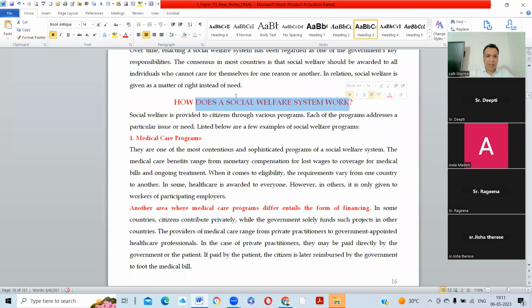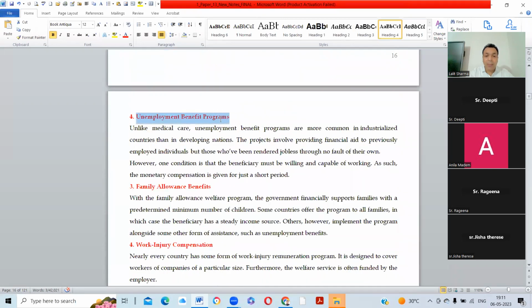Like you can see that point, medical care programs, right? Unemployment benefit programs, right? If any person is unemployed after completing the 10th or 10+2, if he or she is not getting any job, he should get some incentives. You can see, guys, in some foreign countries there is a provision of a social welfare scheme.